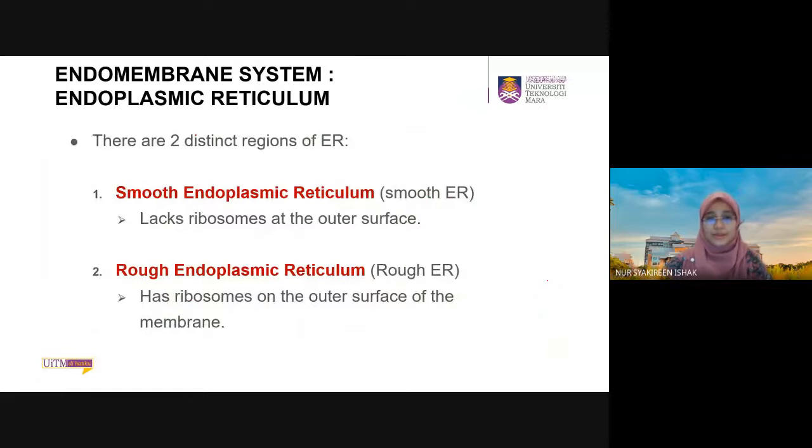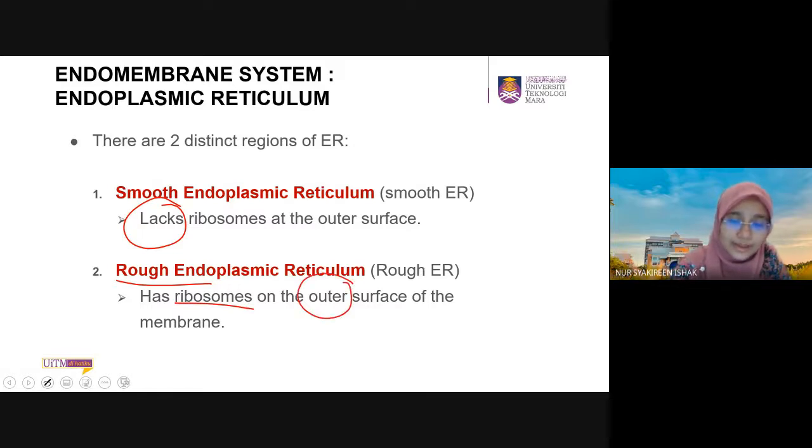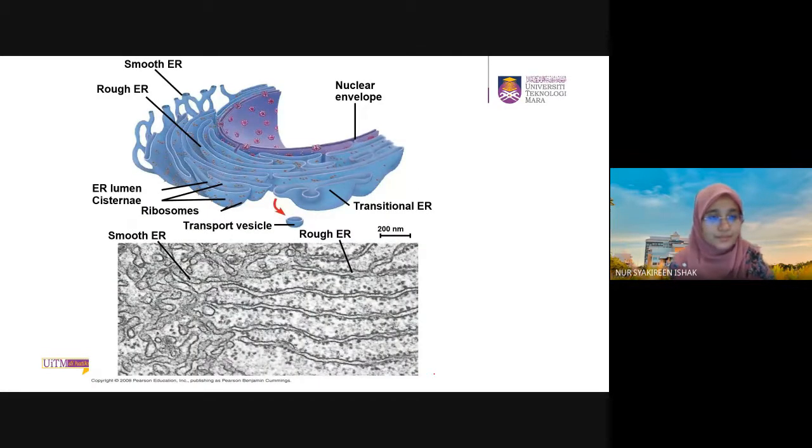Okay, so there are two distinct regions of the ER. Smooth endoplasmic reticulum, smooth ER, does not have any ribosome. Lack, it means does not have, bukan kekurangan, langsung tak ada. Lacking, doesn't have any ribosome, okay? So as for rough ER, rough endoplasmic reticulum has ribosomes bound to the outer, ingat outer surface of the membrane. Jangan sesekali awak lukis ribosome tu dalam lumen, okay? It is on the outside surface of the membrane of the rough ER.